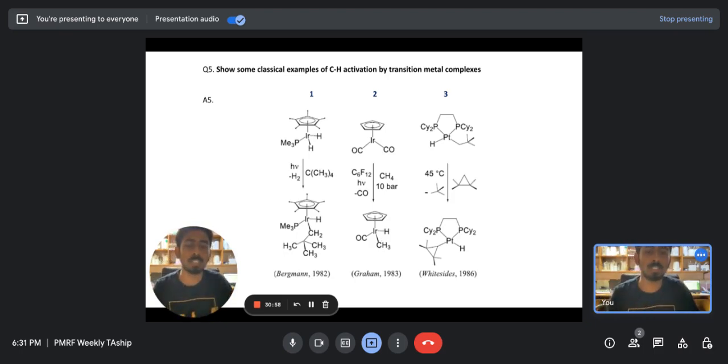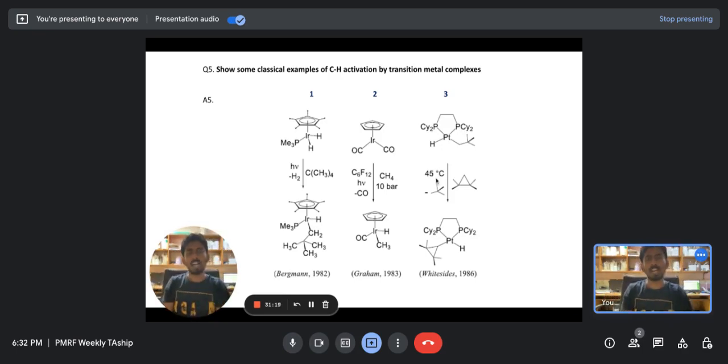So coming to the next work, by Whitesides. We have a platinum complex. This is a platinum plus 2 species with one hydride, one carbon, which is a neopentyl group, and another is the cyclohexyl PCy diphosphine chelating ligand.